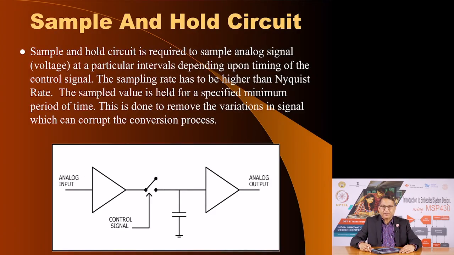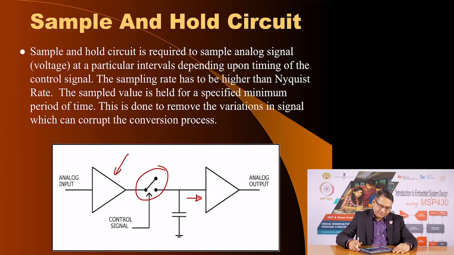Here is a sample and hold circuit. You have an analog input, you can pass it through an operational amplifier which provides very high input impedance. Using a switch, when the switch is closed, it will charge this capacitor, but when you open the switch, the capacitor will hold the value to which it was charged, and as long as the input impedance of the subsequent amplifier is very high, the capacitor is not going to discharge. Therefore, it will hold the analog voltage at a fixed value for the ADC to complete its function.